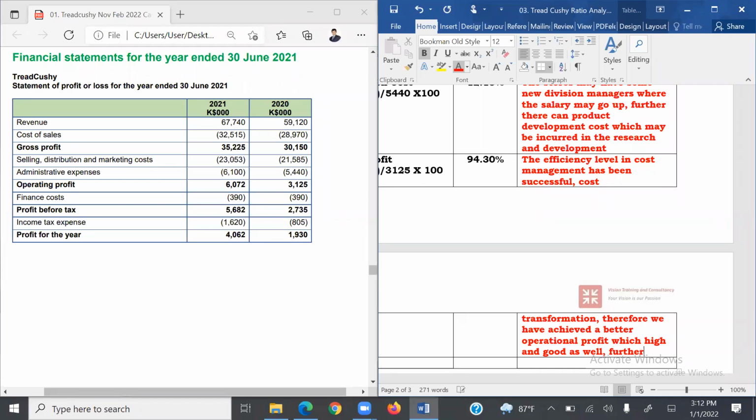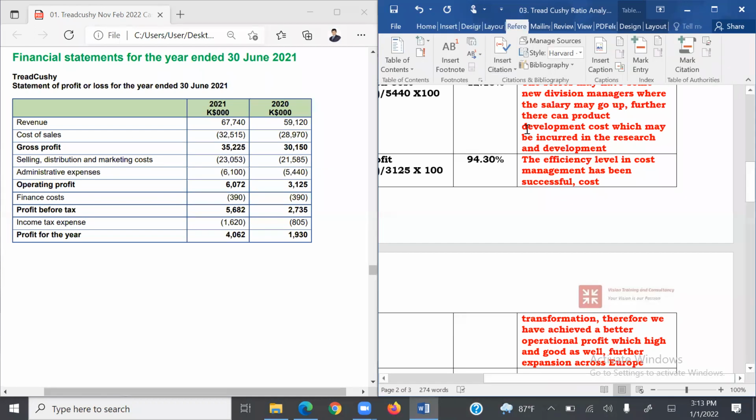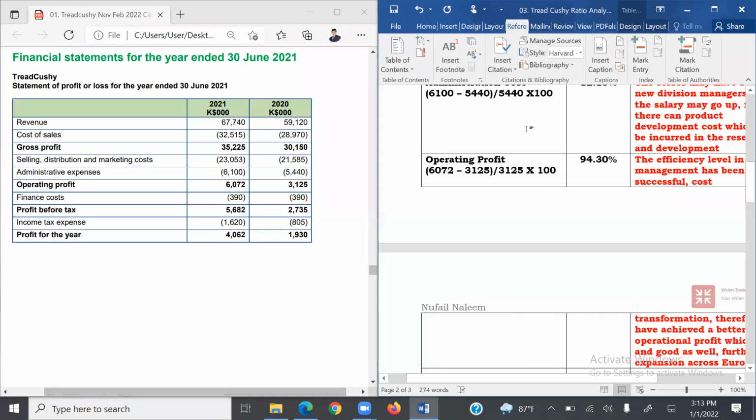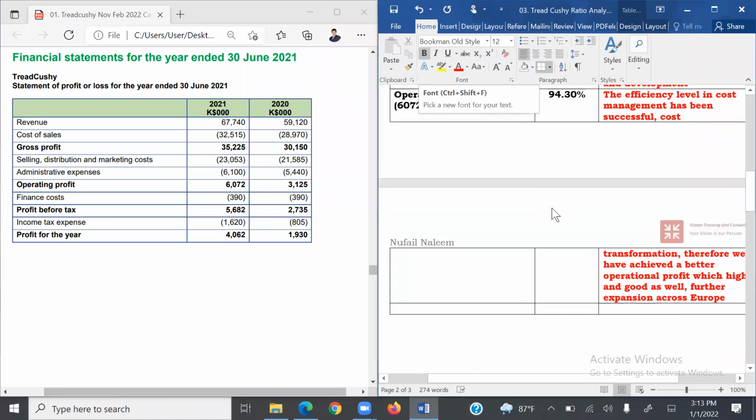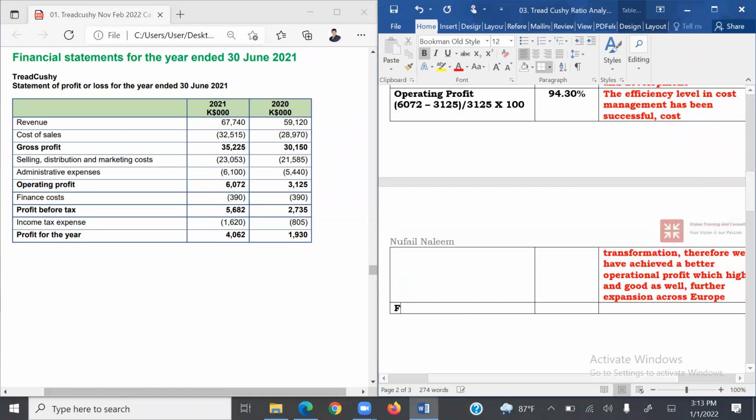Further, the expansion across Europe. Expansion across what, students? Europe also has made a bigger change here. So students, any questions you have in this, you can ask me. But if your operating profit is also fine, we can go to the finance cost.